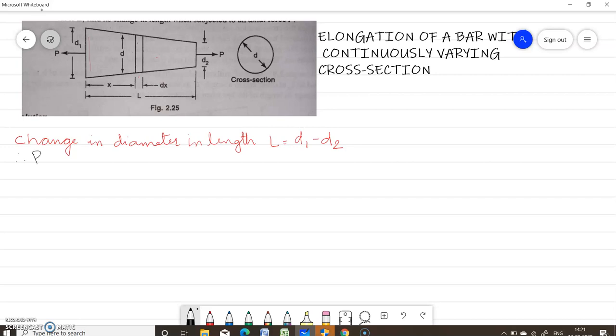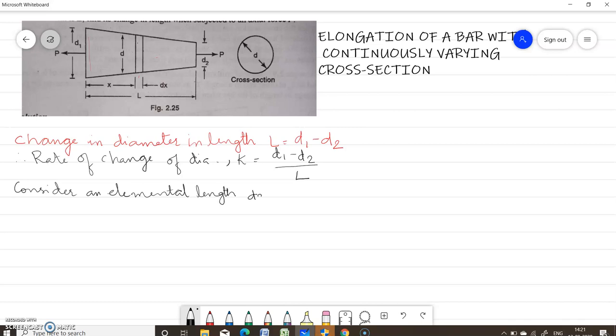Therefore, the rate of change of diameter in length L, let us represent it by small k, is equal to D1 minus D2 divided by capital L. Now consider an elemental length of the bar, dx, at a distance x from the larger end.